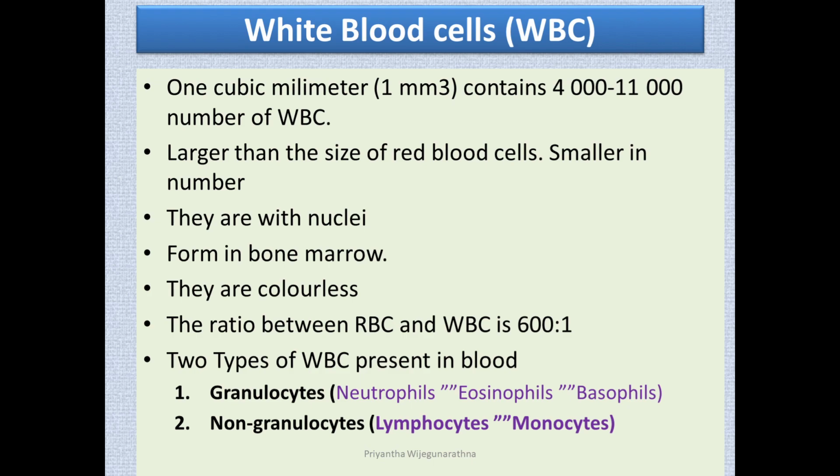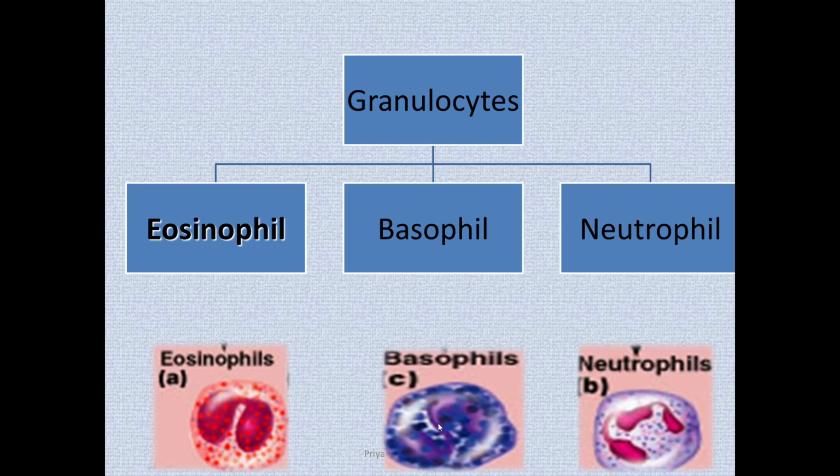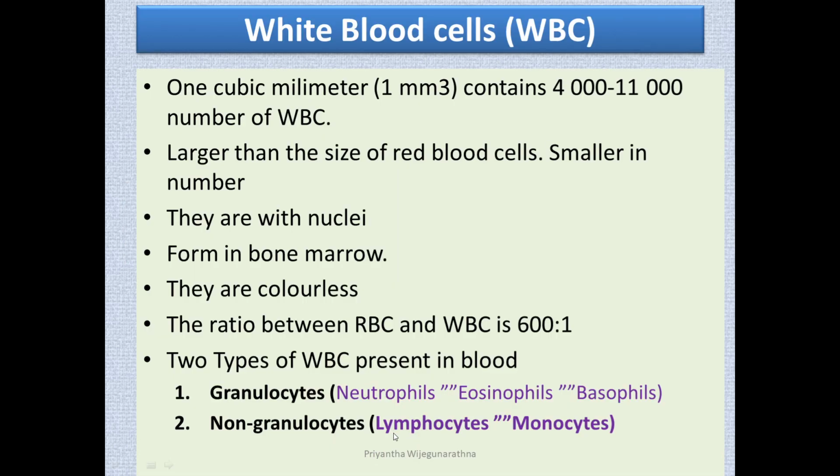There are two types of white blood cells: granulocytes and non-granulocytes. In the white blood cell, if the cytoplasm contains granules, we call them granulocytes. There are three types of such white blood cells: neutrophil, eosinophil, and basophil. They are granulocytes, a kind of white blood cell. The other group of white blood cells is non-granulocytes or the agranulocytes. The cytoplasm doesn't contain granules. Two kinds of non-granulocytes: lymphocytes and monocytes.